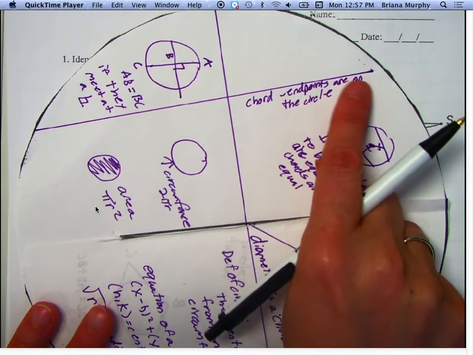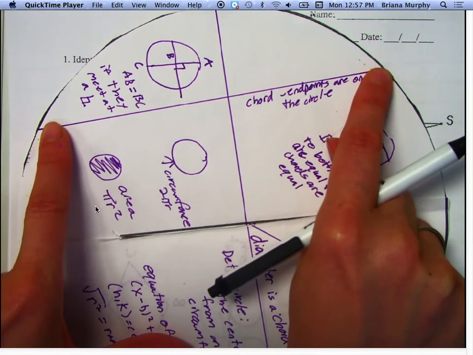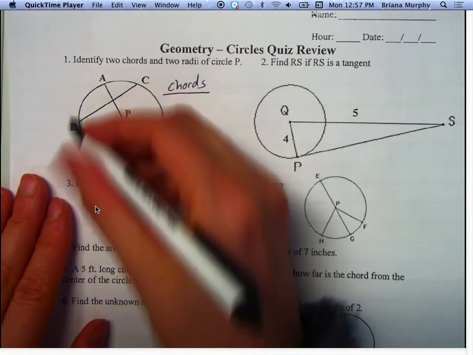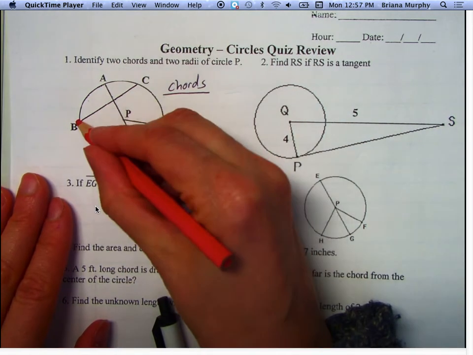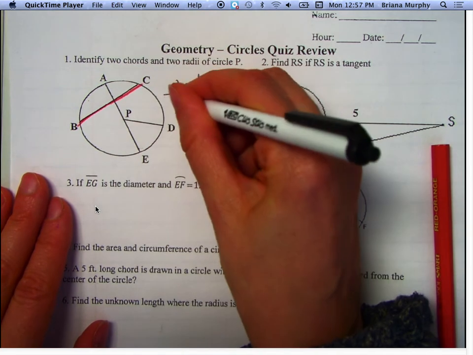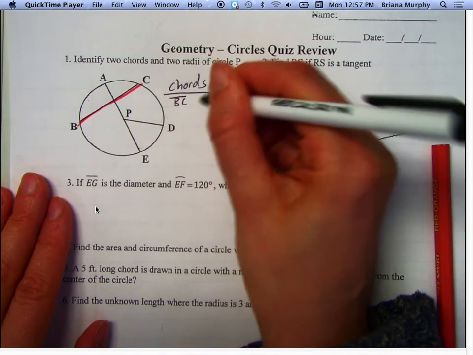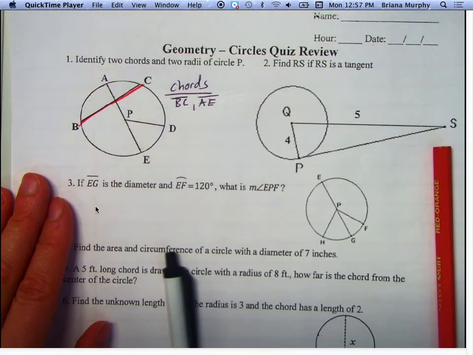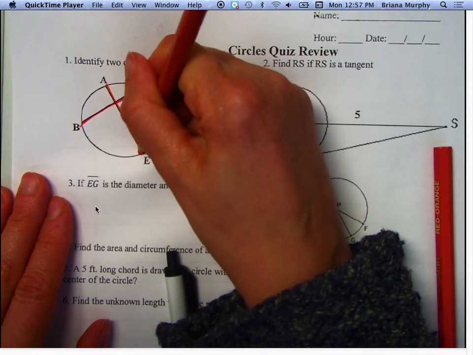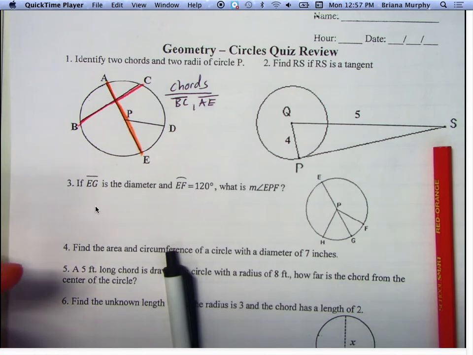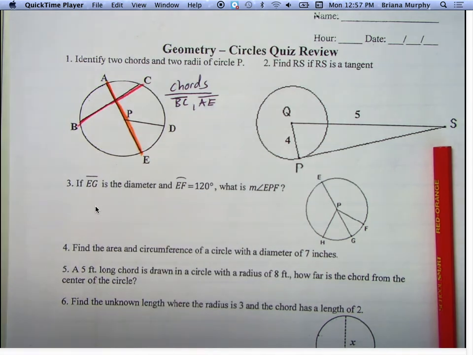A chord's endpoints are on the circle, or on the circumference of the circle. So I want to find where a line goes where we have endpoints. So BC is definitely a chord, right? Yep. What's my other one? AE. AE is a special chord too. What else is it called? What is another word for AE? Diameter. Good. Goes right through the center.